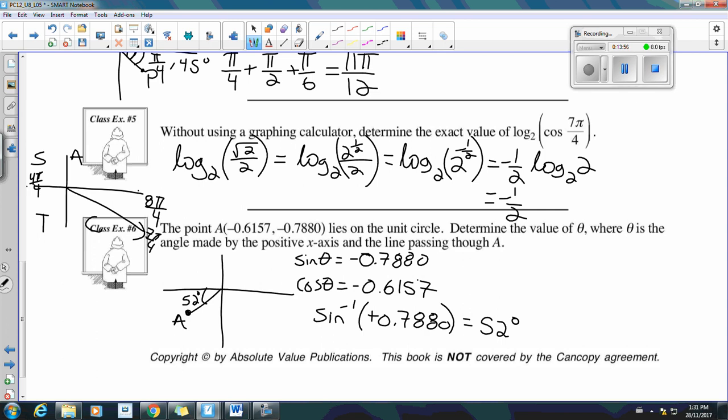And it's asking the value of theta, where theta is the angle made by the positive x-axis and the line passing through A. So this is the angle I'm looking for. It'll be 180 plus the reference angle. And I could convert this to radians if you wanted to, but it doesn't really specify here, so we'll just keep it in degrees.